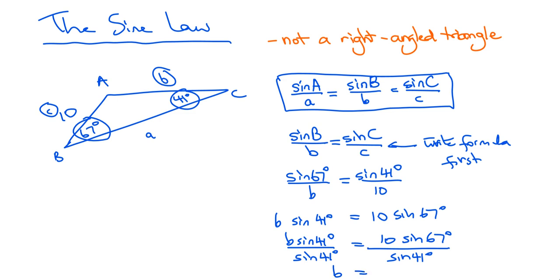So b equals. At this point, I'm going to take my calculator. I'm literally going to type it in the way it looks. 10 sine 67 divided by. Now, if you have a fraction button, you can use it. I don't like fraction buttons. I use division. So I'm going 10 sine 67 divided by sine 41, and I get approximately 14. It's actually 14.03, but I get approximately 14, whatever the units is. And so now I've solved for this missing side.